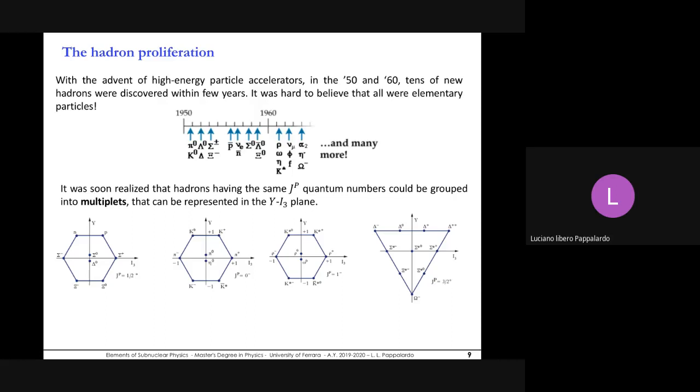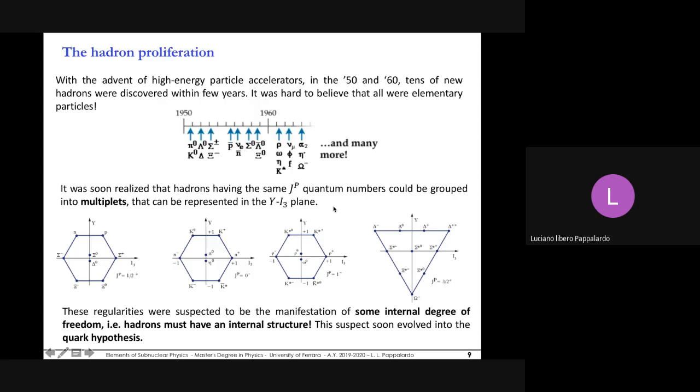And in fact, it was soon realized that hadrons having the same JP quantum numbers could be grouped into multiplets in the hypercharge versus third component of isospin plane, okay? And since you have this kind of regularities, this was suspected to be the manifestation of some internal degree of freedom of these objects. So these particles, these hadrons, must not be elementary objects as originally thought, but they must have some more fundamental structure inside, okay? And this aspect soon evolved into the quark hypothesis, okay?